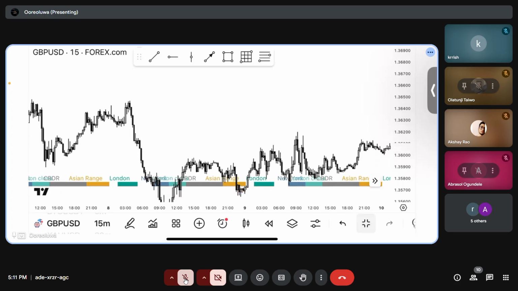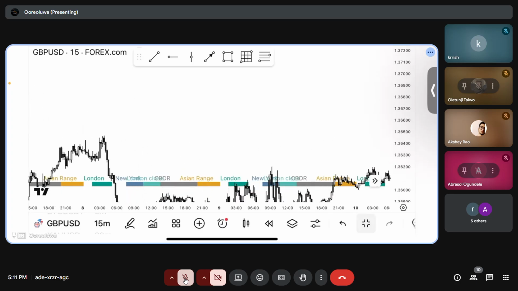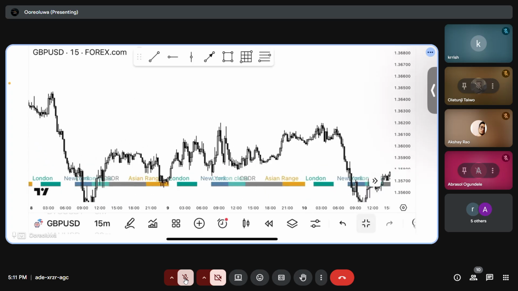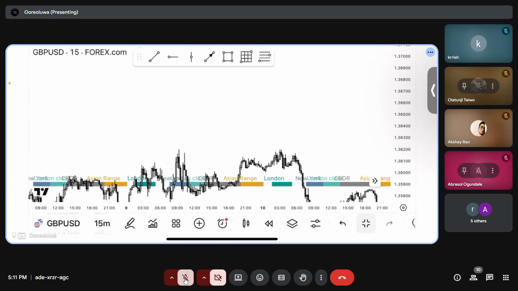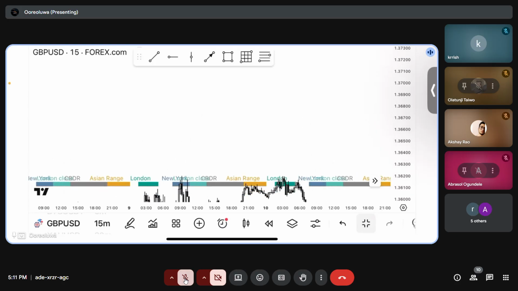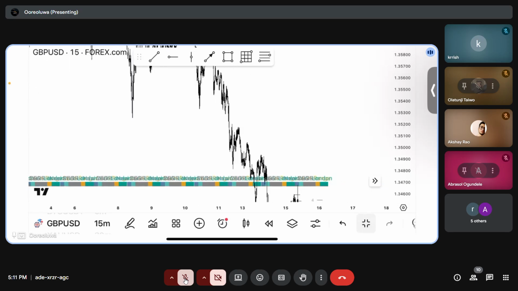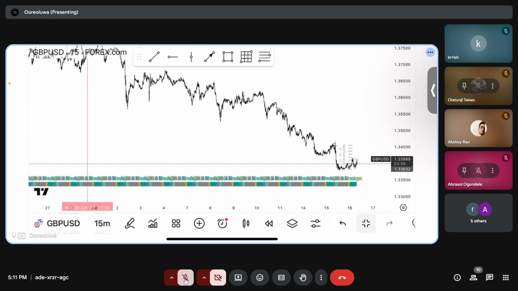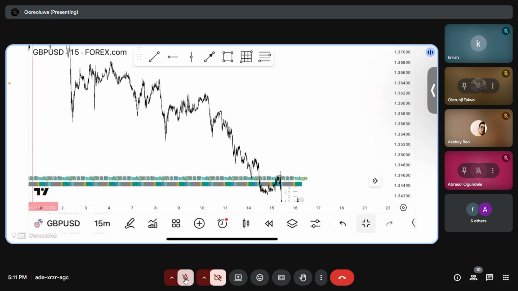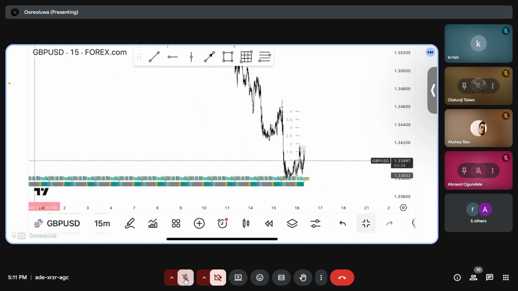This was Asia. London took it out. New York took everyone out. Consolidation. Asia, London, boom, to the sell side. So you must see a trade in every one of these weeks. You must see 2 or 3 trades in every one of these weeks.